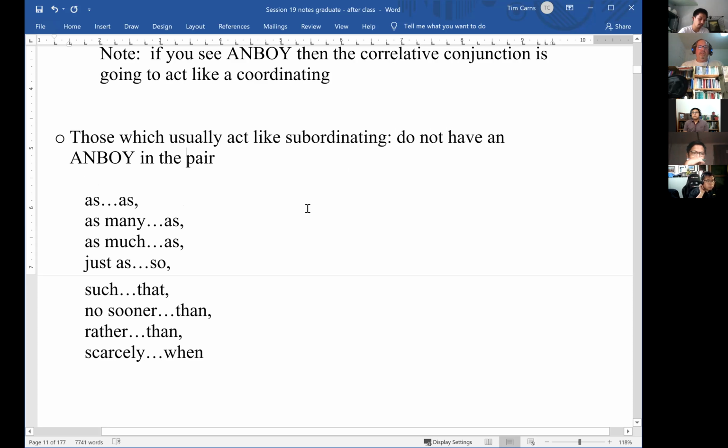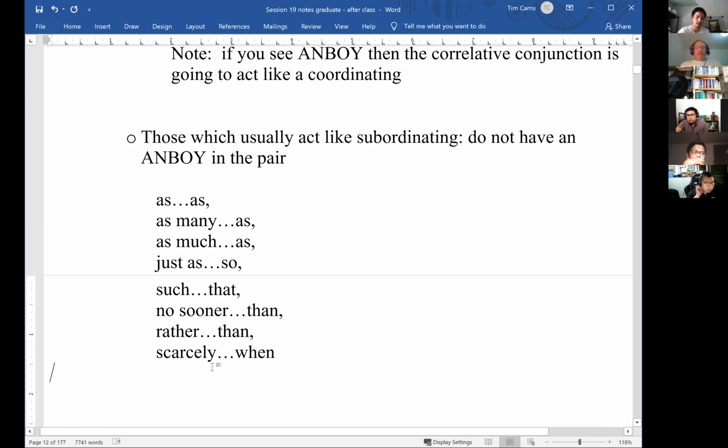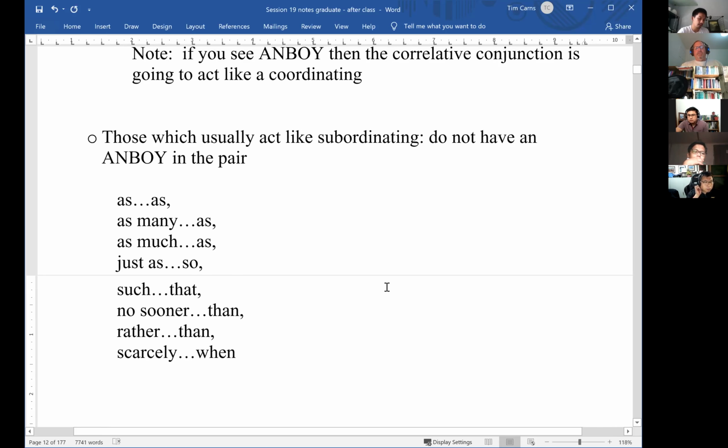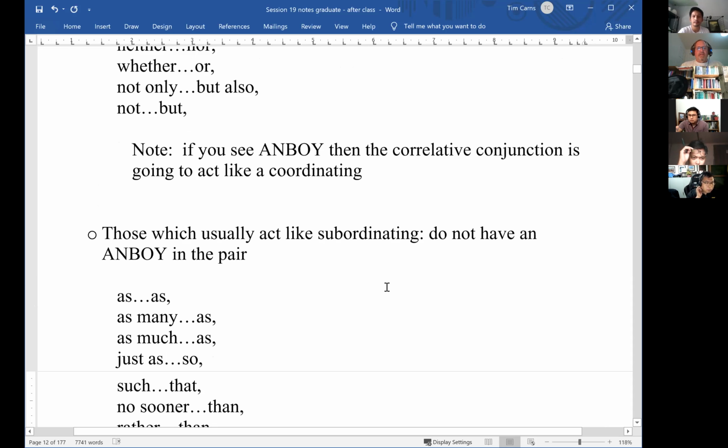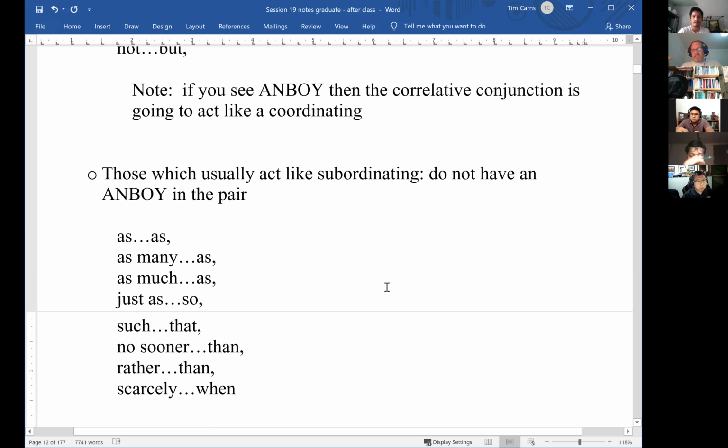Notice all of these do not have an amboy. They often will act like a subordinating conjunction. Okay. So all you need to do, I think, with these correlatives is just recognize that sometimes you'll have a conjunction that's going to have a pair, but it's not going to act any differently. It's going to either act like a coordinating conjunction, and you'll know that if you see amboy in the pair, or a subordinating conjunction, where you won't see amboy in that pair. You'll see something else. Okay.